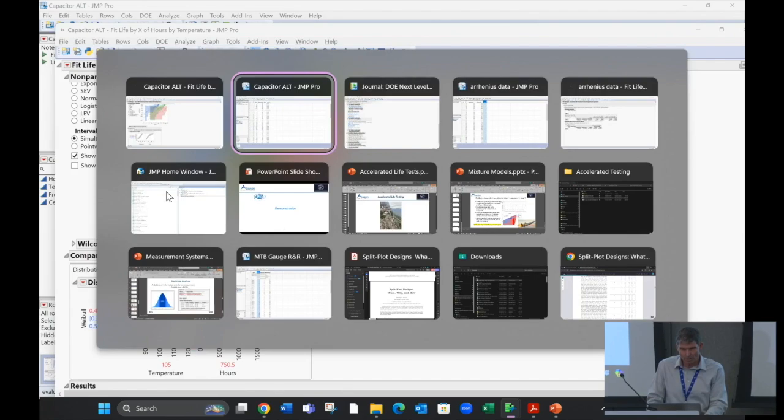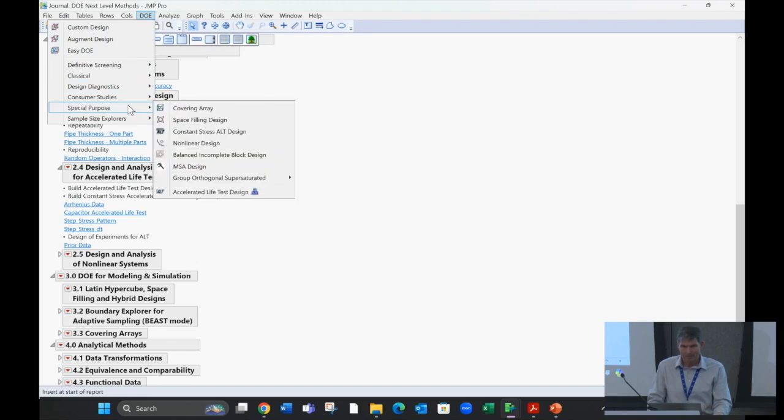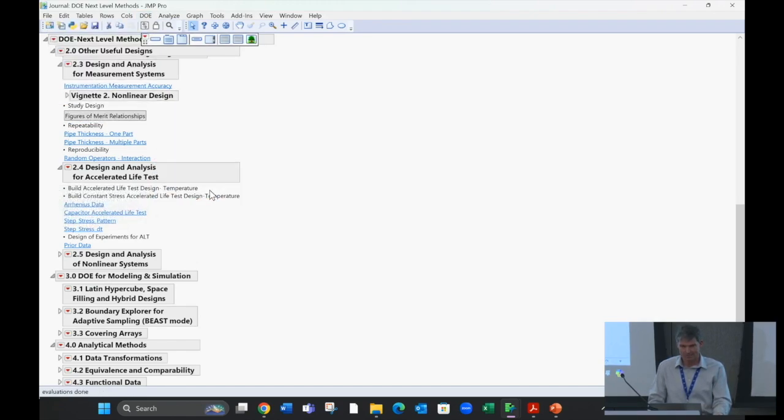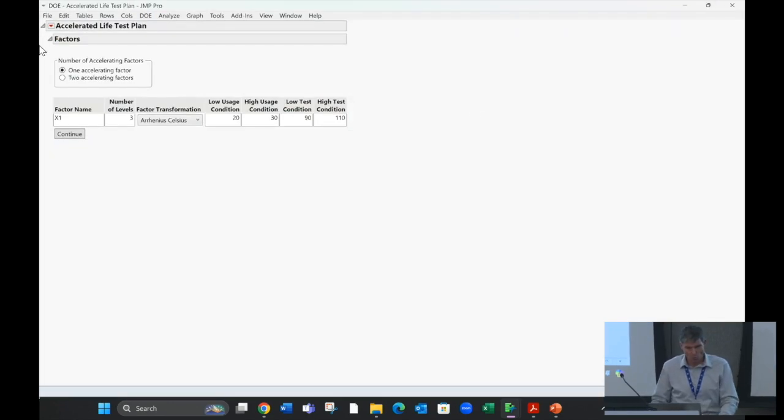Okay, so let's do the DOE of this. I just come under DOE, and then again, it's a special purpose, and we'll do accelerated life test design. In the accelerated life test, we'll just do the initial one for one accelerating factor, but we could do two if we wanted. That factor name will be temperature. And we'll do 3 levels. And we'll do the Arrhenius Celsius, okay?